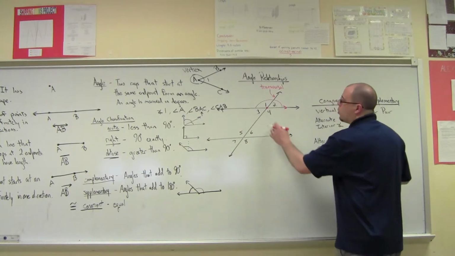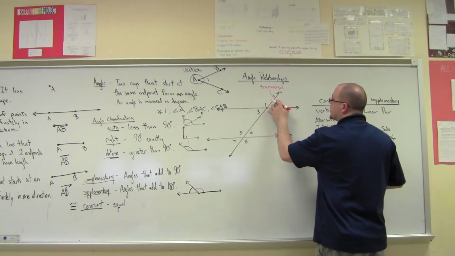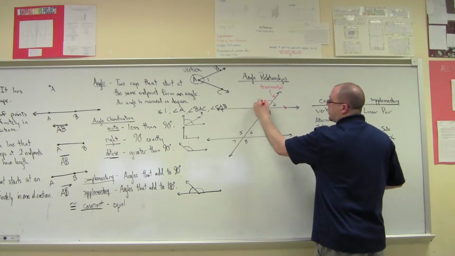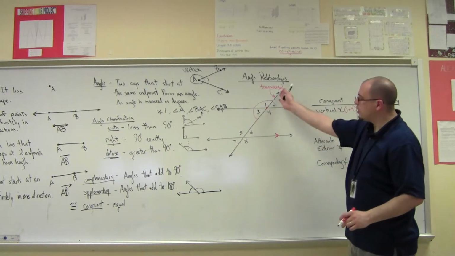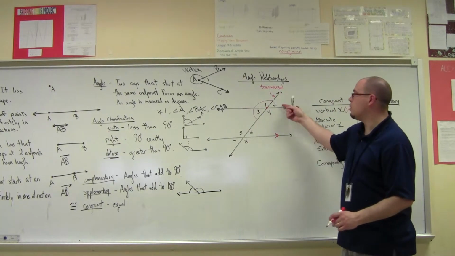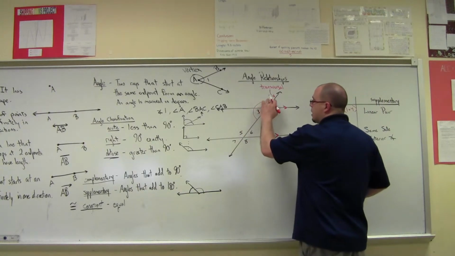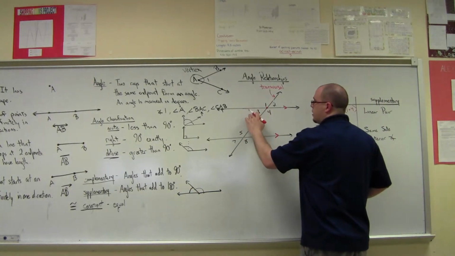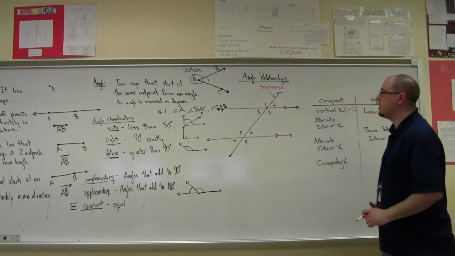And it doesn't just work for 1 and 2. We could have done the same thing with 1 and 3, because we could have used this straight line. We could have done the same thing with 2 and 4, or some of the angles down below. They'd work the same exact way. But that's an example right there of a linear pair.